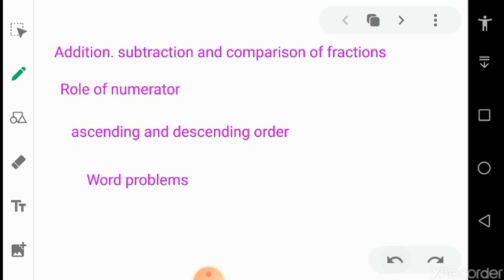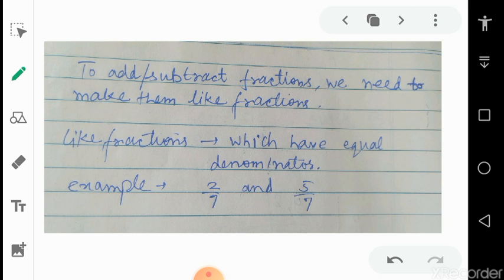See this carefully. Now, to add or subtract fractions, maybe 2 or 3 fractions, we need to make them like fractions. Because after making them like fractions, it will be easier to add or subtract them. And what are like fractions? Which have equal denominators.